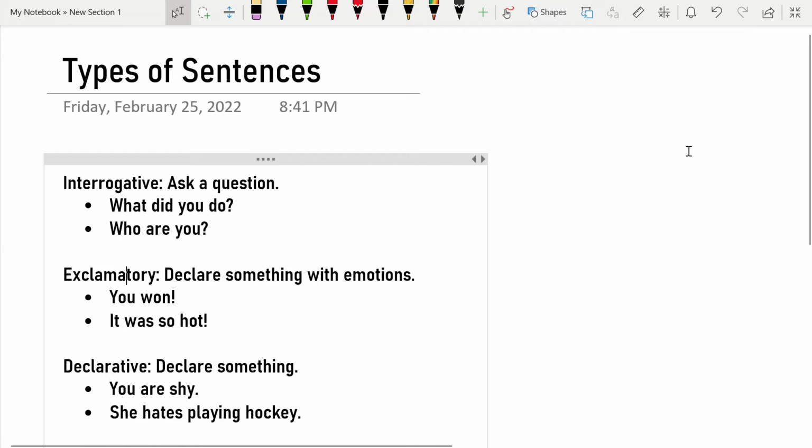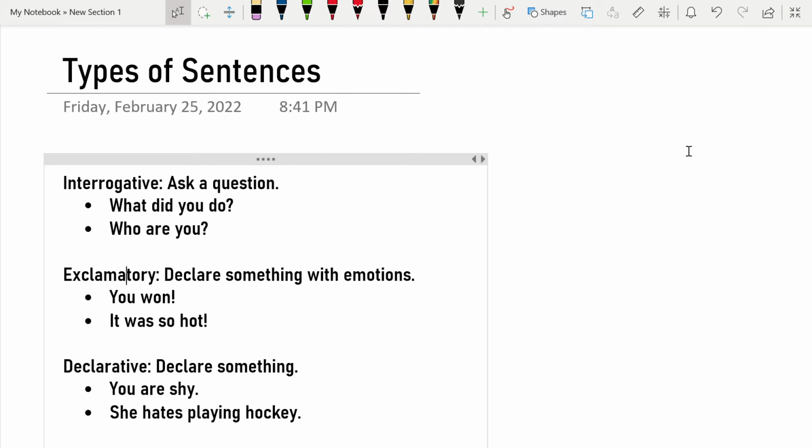In today's video, we're going to be exploring types of sentences. Now, this is English and this is not really from your NCERT book, but it might be in your NCERT book, but I have not looked in your NCERT book. So this is all about types of sentences.